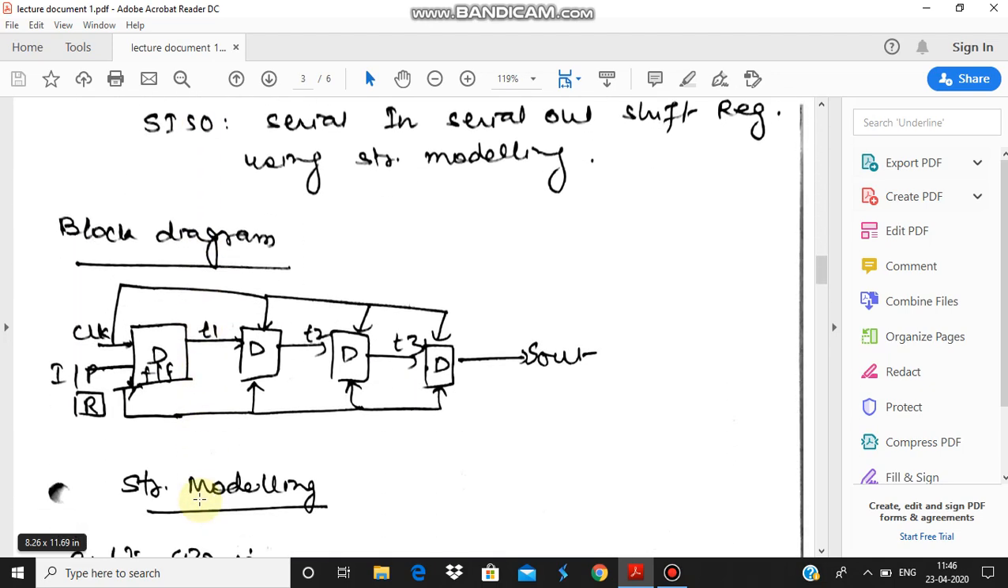Two types of shift register I'll show you. I'll show you your serial in serial out shift register and parallel in parallel out shift register in the next video.